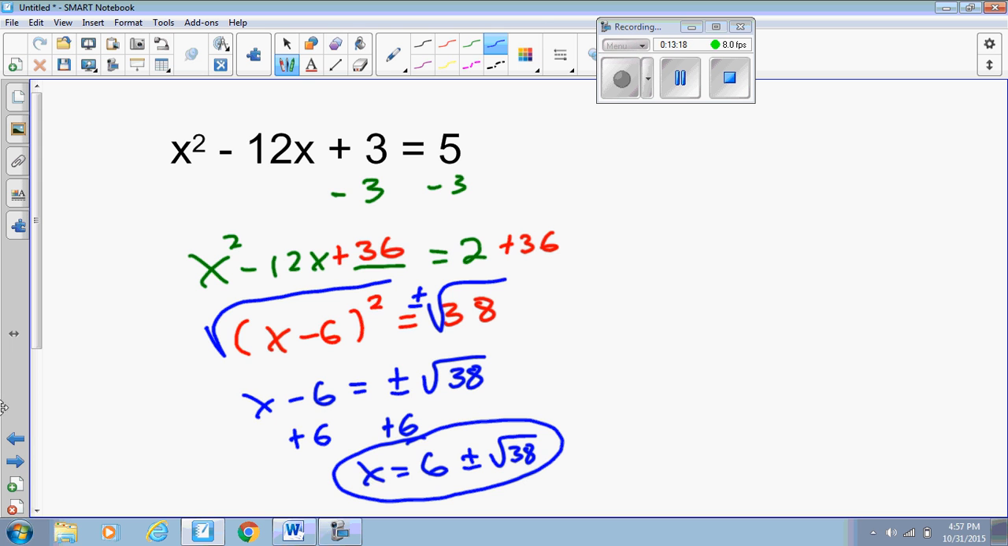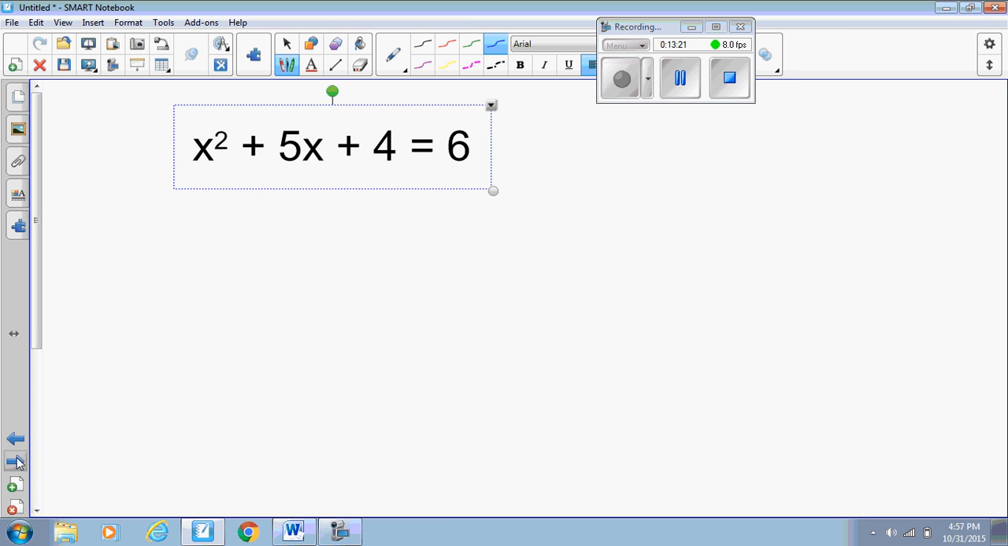All right, we're going to get a little more complicated with the next one, but the procedures are always going to work out to go back to the same thing. So I'm going to subtract 4 from both sides.